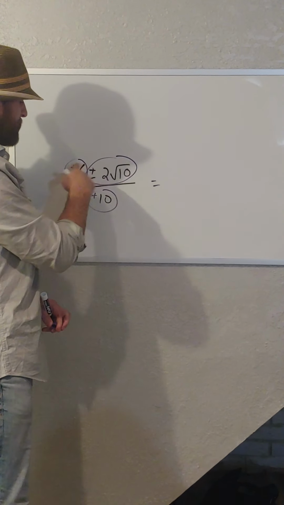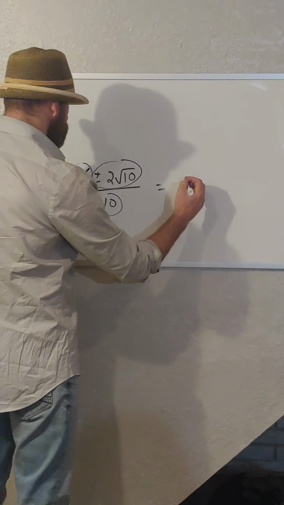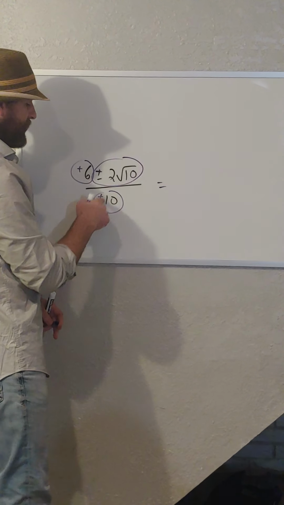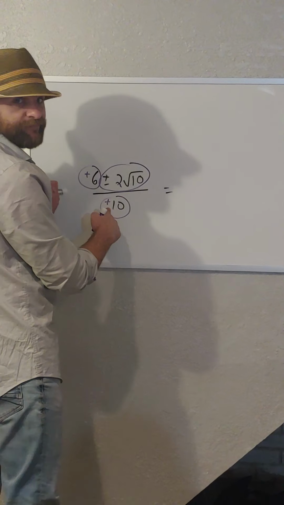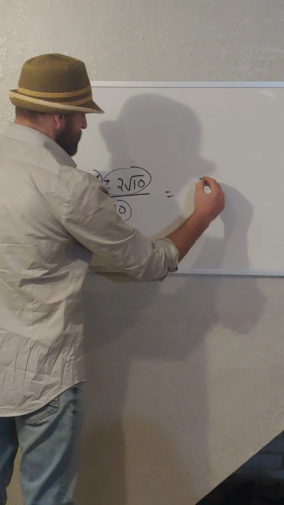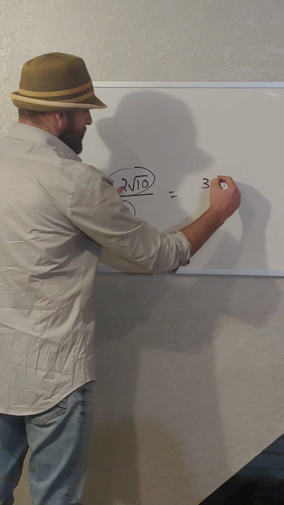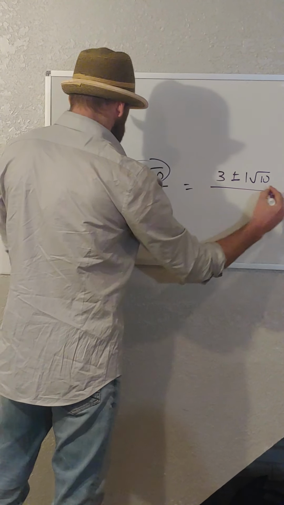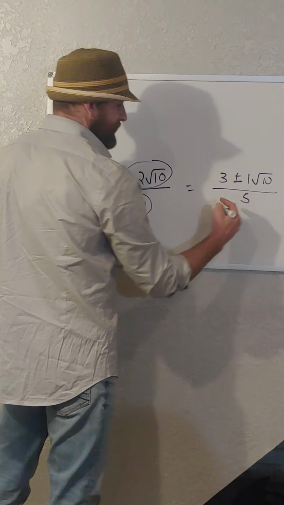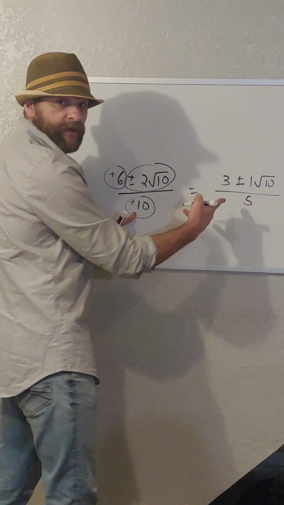Another way we could do this is find what these are all divisible by, which is 2, and divide them all by that 2. So 6 divided by 2 is 3. 2 divided by 2 is 1. And 10 divided by 2 is 5. That's another way you could do it.